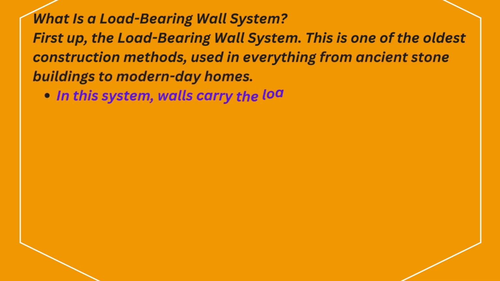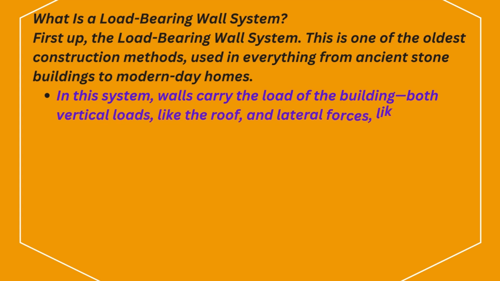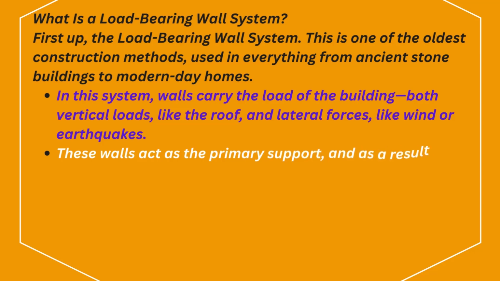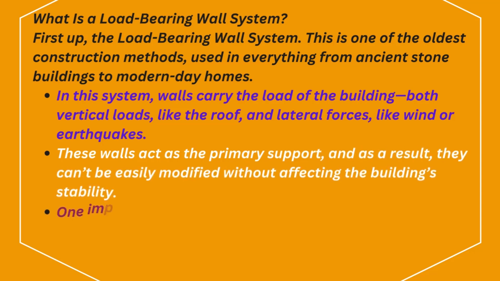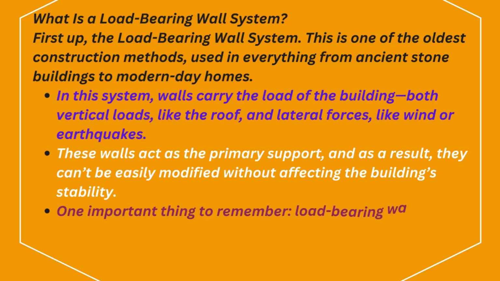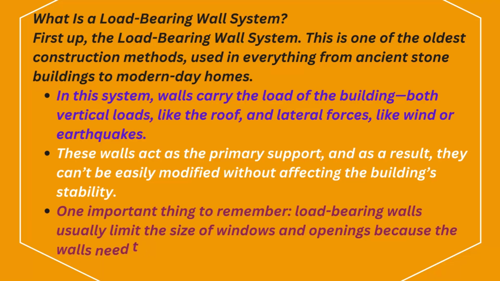In this system, walls carry the load of the building, both vertical loads, like the roof, and lateral forces, like wind or earthquakes. These walls act as the primary support, and as a result, they can't be easily modified without affecting the building's stability. One important thing to remember: load-bearing walls usually limit the size of windows and openings because the walls need to remain strong to support the structure.